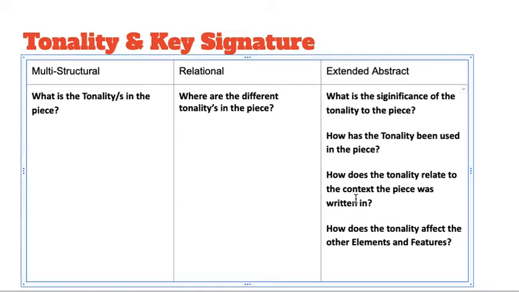So, for example, if this piece is talking about being happy and joyful, more than likely it will be in a major key, so you will refer to the lyrics in regards to the tonality. And then how does the tonality affect the other elements and features? Okay, so tonality can also be affected by form and structure. So a change in form and structure, or a change in a contrasting section, may also mean a change in tonality to the piece.